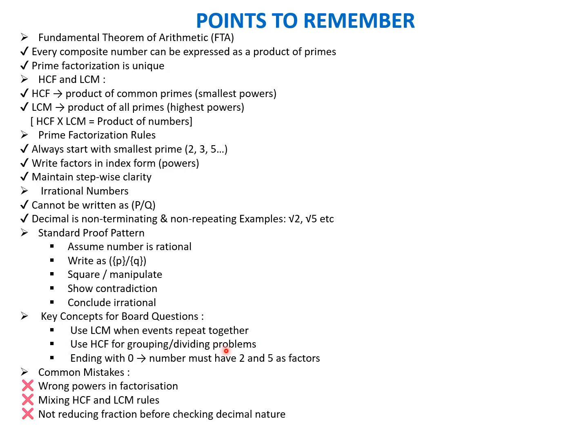Use HCF for grouping or dividing problems. A number ending with 0 must have 2 and 5 as factors. This is very, very important. Common mistakes students make are using the wrong power in the factorization, mixing up the HCF and LCM rules, and not reducing the fraction before checking the decimal nature.